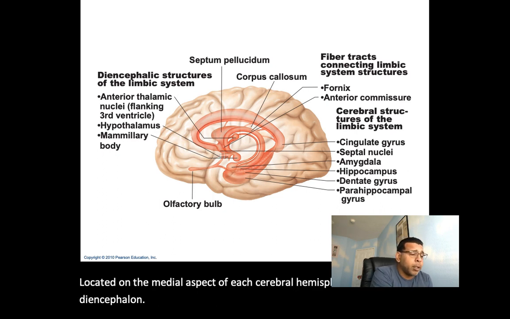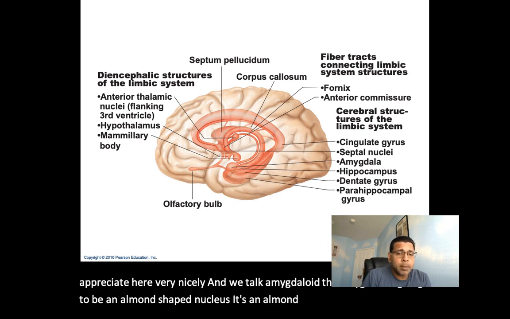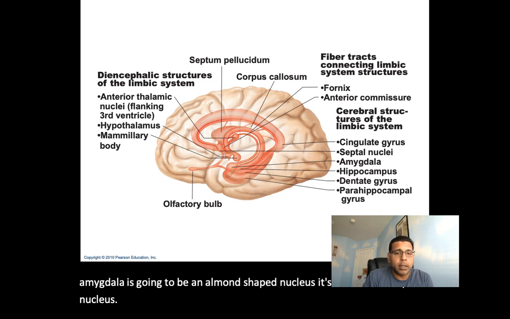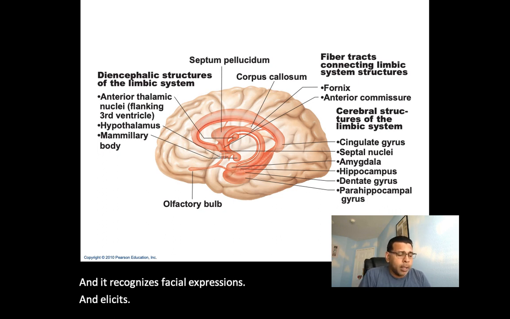One structure I'd like you to know about here is the amygdala. The amygdala you can appreciate here very nicely. The amygdala is an almond-shaped nucleus that sits on the tail of the caudate nucleus. It recognizes facial expressions and elicits fear response.